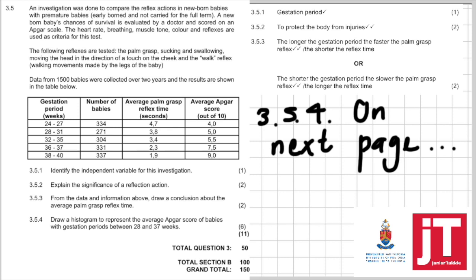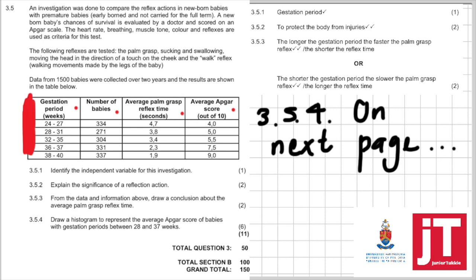3.5.1. Identify the independent variable for this investigation. Right, independent variable is what you're controlling. So what are you controlling in this experiment here? You are controlling the gestation period. Now, how do we know it's the gestation period? Here are your dependent variables: the number of babies, the average palm grasp, the average APGAR score. And what are you controlling? You chose to do the experiment during this time of gestation.